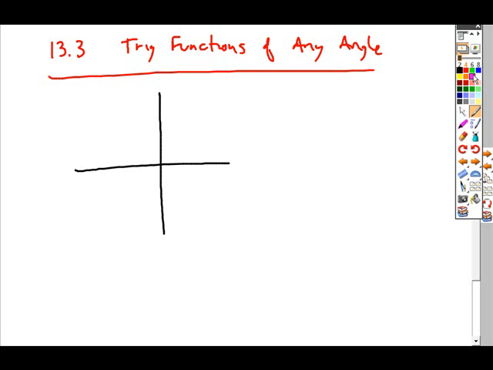If I told you that you have an angle formed here, again, it'll always be initial side, the positive x-axis. And let's say it passes through this point (3, 2). Okay, so here is the angle that we're talking about. And I asked you to identify all 6 trig ratios of this angle.